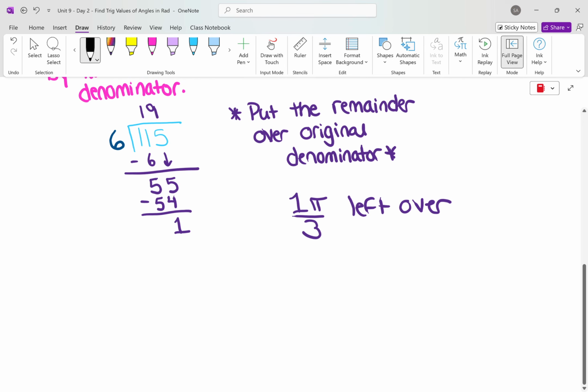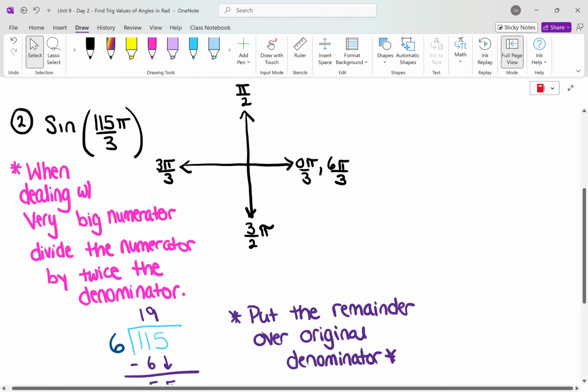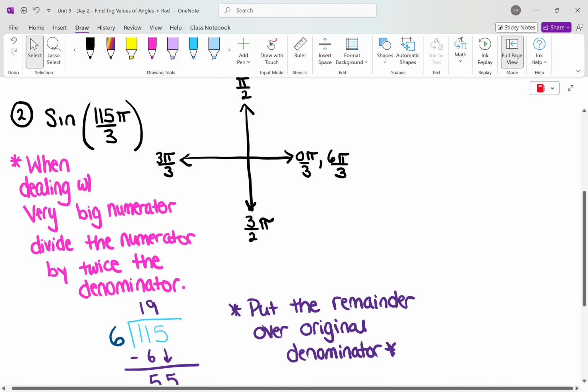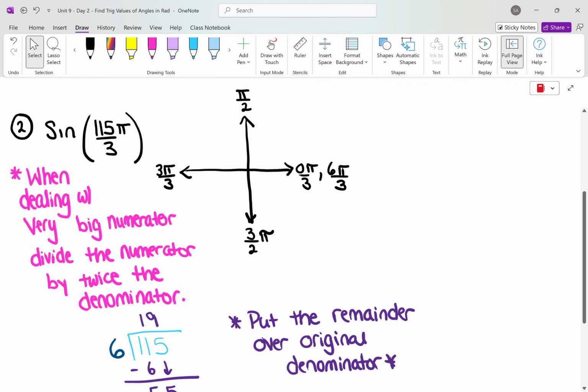So now what we're going to find is the sine of 1 pi over 3. So go back to our axes. Which quadrant am I in if I'm trying to find the sine of 1 pi over 3? 1. The first quadrant, you got it.